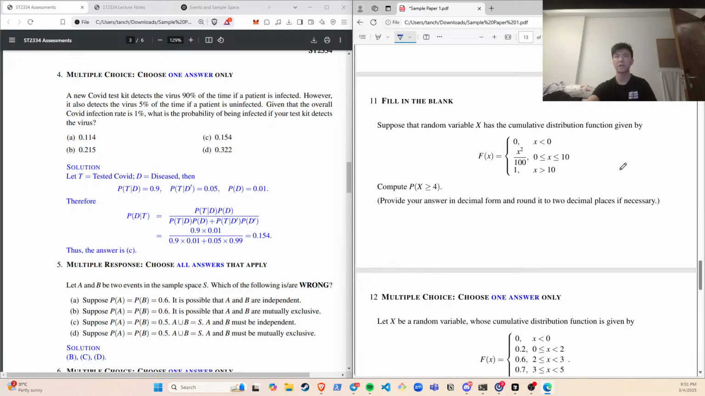X bigger than or equals to 4. So this is a CDF, right? This would be equals to 1 minus F of 4, right? In this case, F of 4 is 4 times 4 over 100. You do 1 minus that, this equals to 0.84.